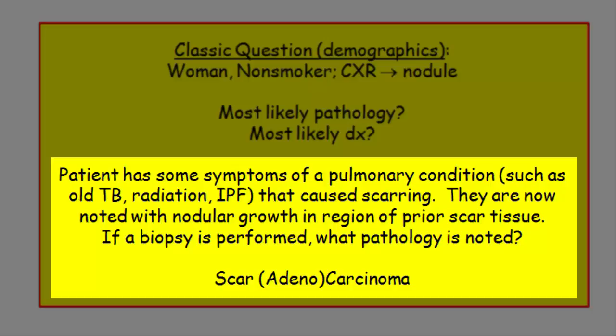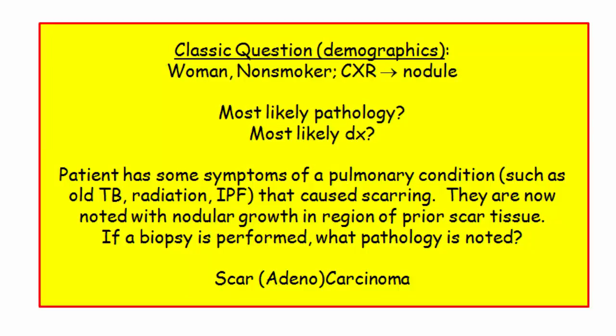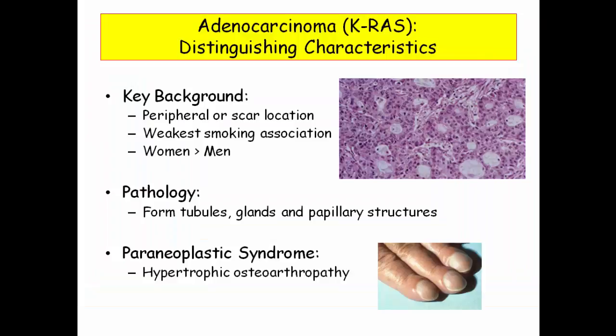They have some symptoms of a pulmonary condition such as old TB, radiation, or idiopathic pulmonary fibrosis that cause scarring. They are now noted with nodular growth in the region of prior scar. If a biopsy is performed, what pathology is noted? Answer, adenocarcinoma, that I call scar carcinoma for emphasis. And that's how they play the adenocarcinoma game. And that is adeno, completely different and completely distinguishable from small cell and squamous cell.